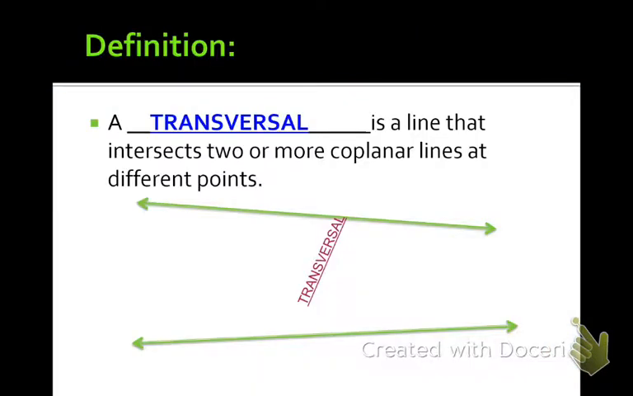Transversal. A transversal is a line that intersects two or more coplanar lines at different points. So it's simply, I've got two lines, and the line crosses both the lines. That's a transversal. I've got two lines and a line crosses them. That's a transversal.